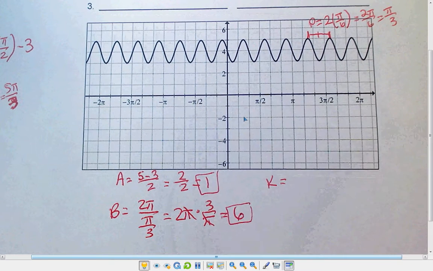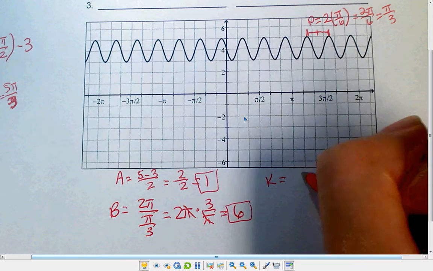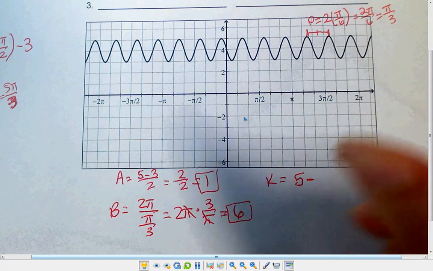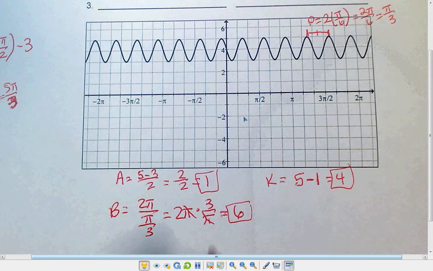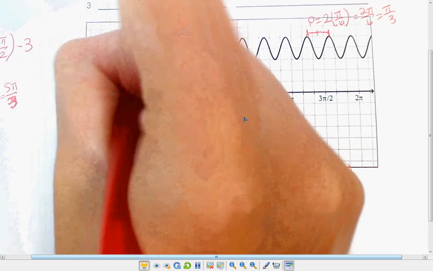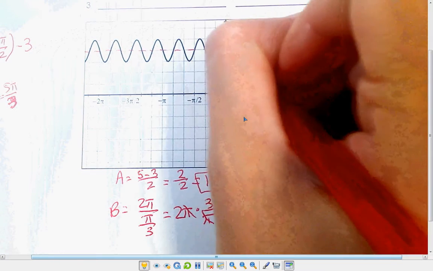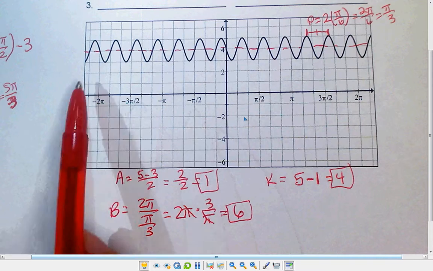Now let's find our k. So k is the maximum, which is 5, minus your amplitude, which is 1, which gives us 4. And if we graph this, here's y equals 4. Yes, it's clear to see it's right in the middle of your graph.